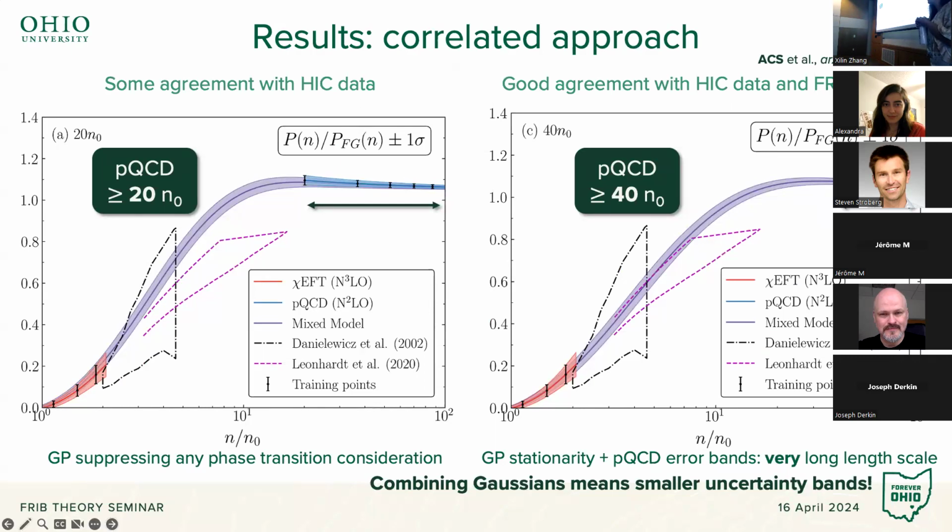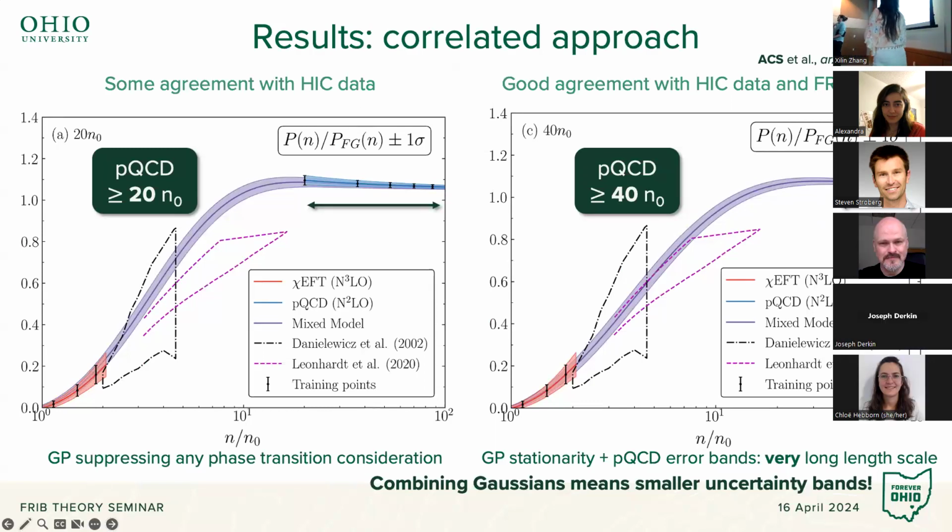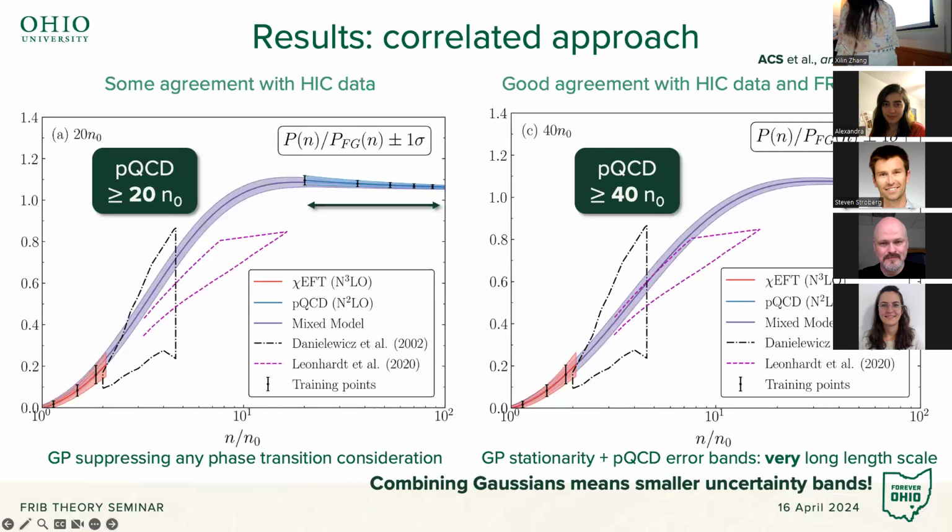First of all, nice talk. How did you decide on how many training points to have? And did you consider varying the location of them? Yeah, so we did that. Yes, good question. We did that especially with the pQCD one, and I think also with Chiral. This one is obviously the one that varies more.